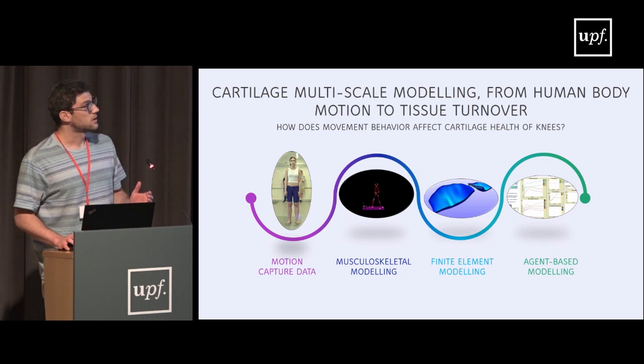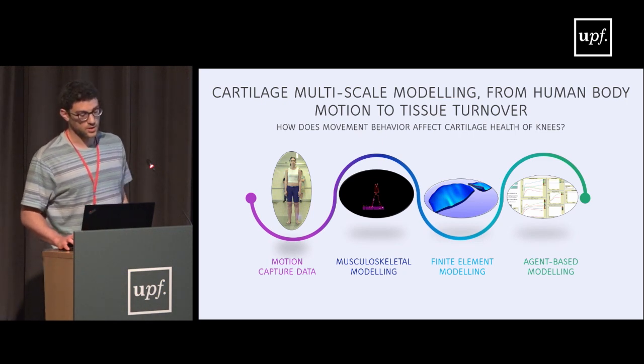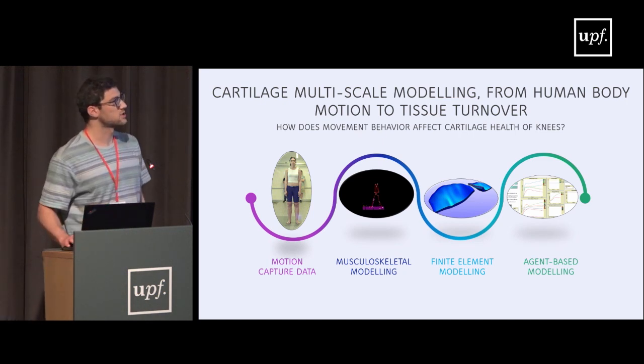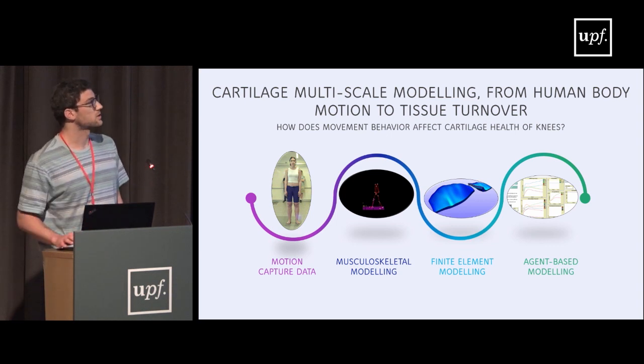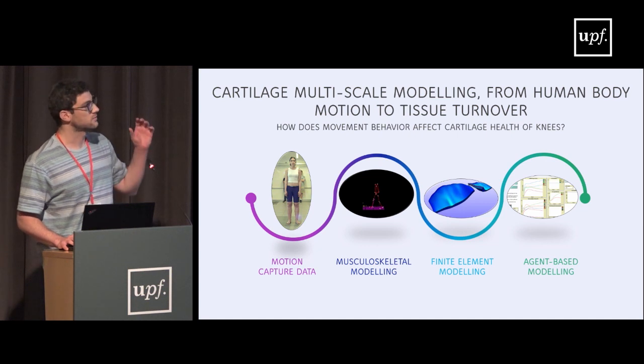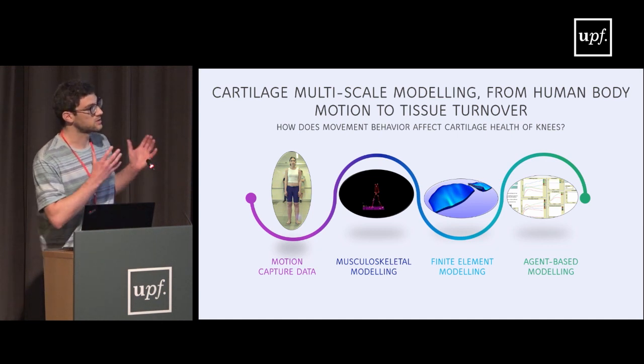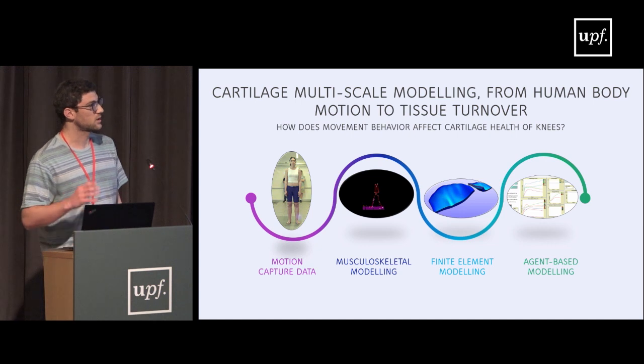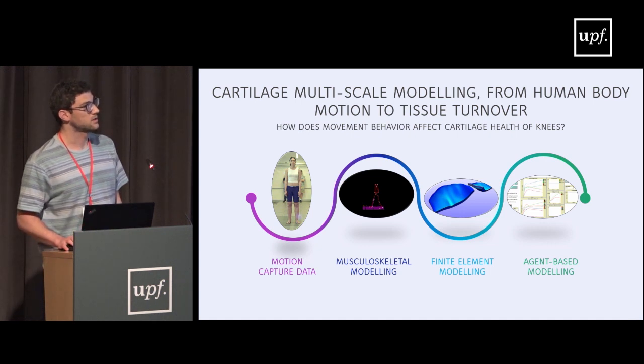So this is our kind of workflow, our pipeline, kind of 3 stages. Unlike the other ones, we actually have experimental data to collect, and we use that information to feed into a musculoskeletal model, and from that output, we then do some finite element modeling, and then agent-based modeling at the end. So combining what we see visually with what's happening at joint level, and then again at the end at cellular level.